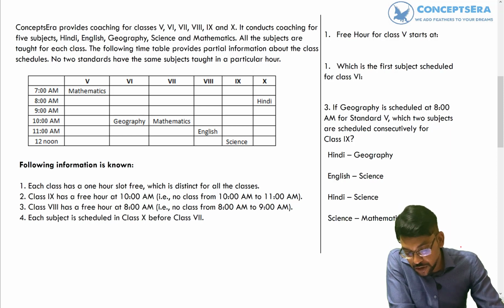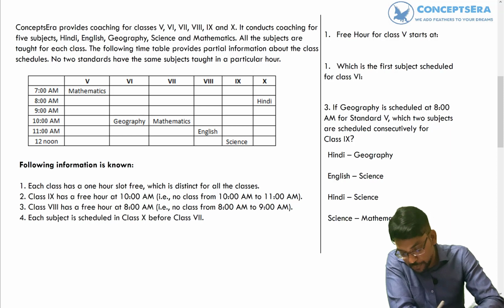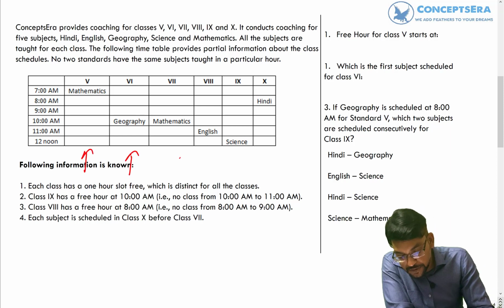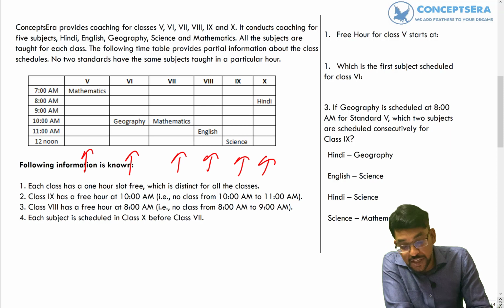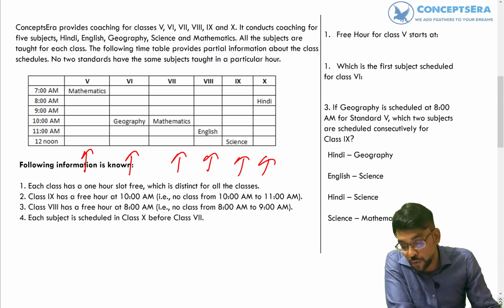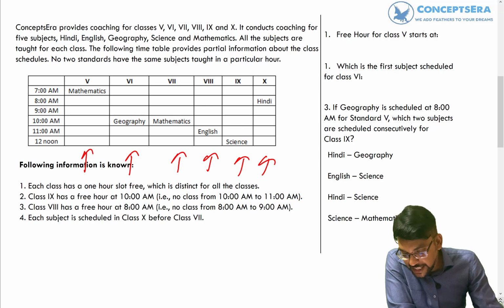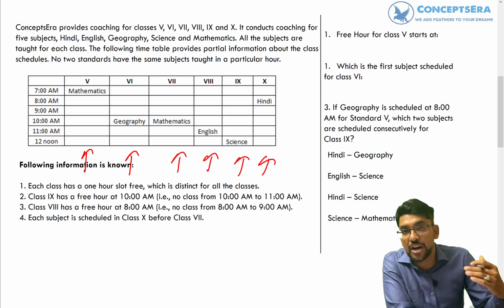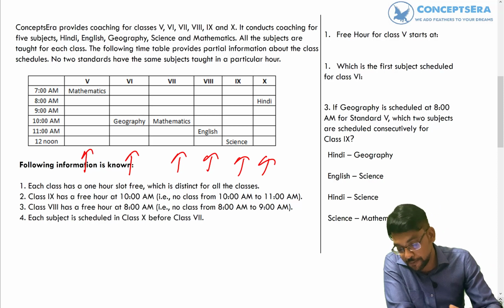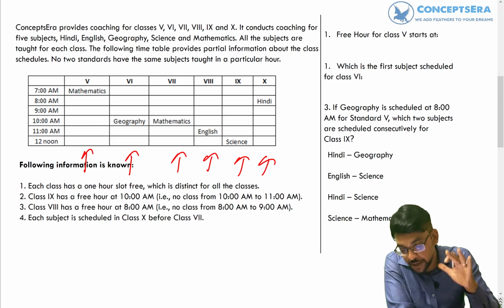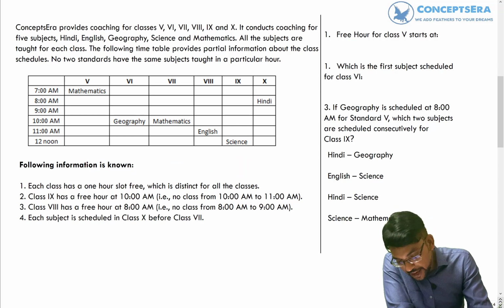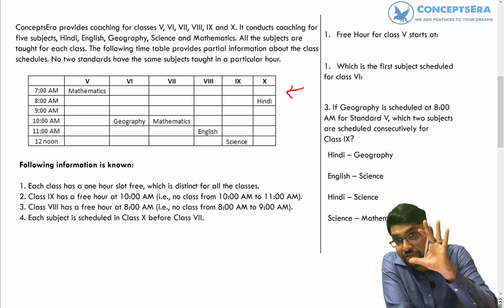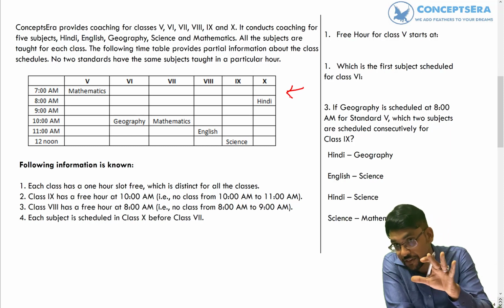Further, it is also given to us that all the subjects are taught in each class. It means for every class, the number of subjects is constant, and that number is 5, and those 5 subjects we know. Further, they are saying the following timetable provides partial information about class schedules. So that's why a half filled table is given to us. So our ultimate objective is to fill this particular table. And finally, they are saying no two standards have the same subject taught in a particular hour. It means every hour we'll be teaching 5 different subjects because we are having 5 subjects.